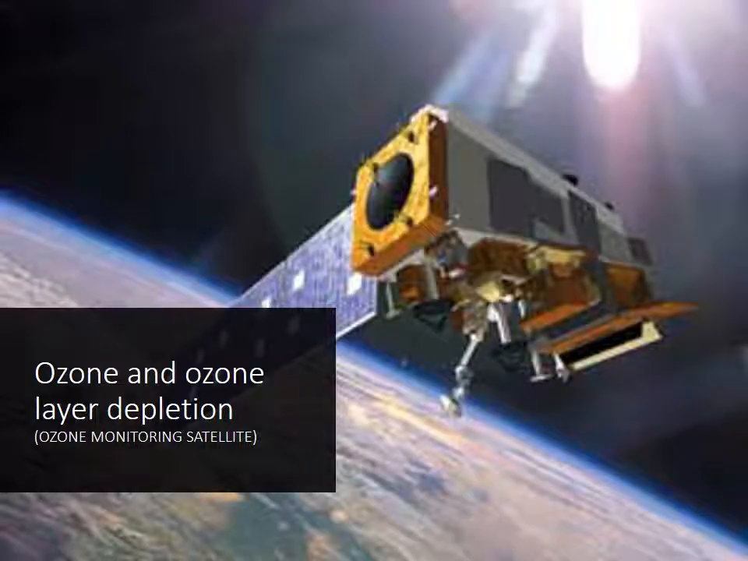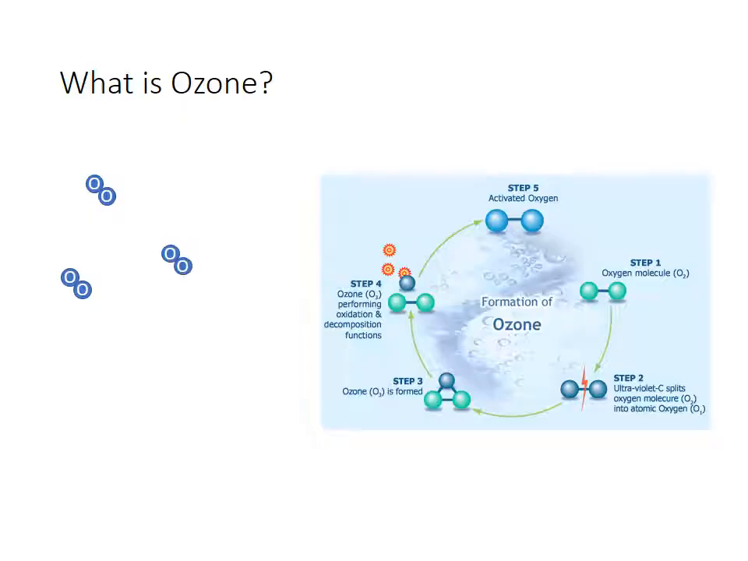Let's start out by looking at ozone and ozone layer depletion. And the satellite there is a picture of an ozone monitoring satellite. So let's start out by looking at what is ozone. Ozone starts out with oxygen molecules that are in our air and our atmosphere. And oxygen is simply O2, or 2 oxygen atoms hooked together. So you have one oxygen atom, another oxygen atom makes up an oxygen molecule.